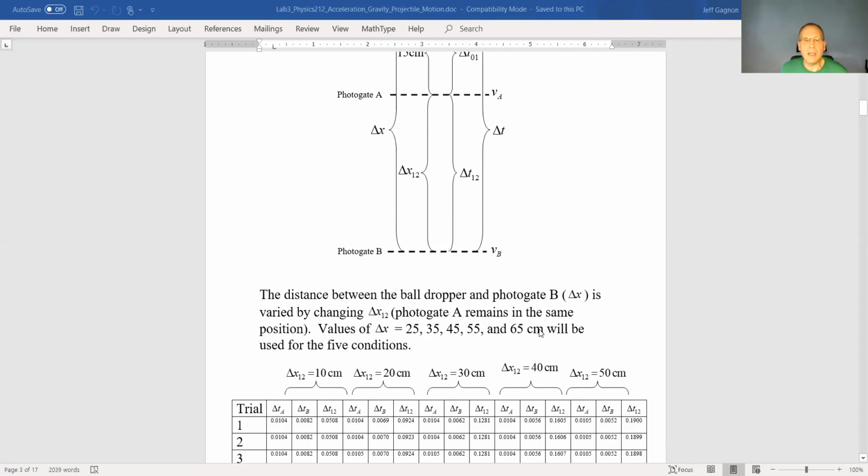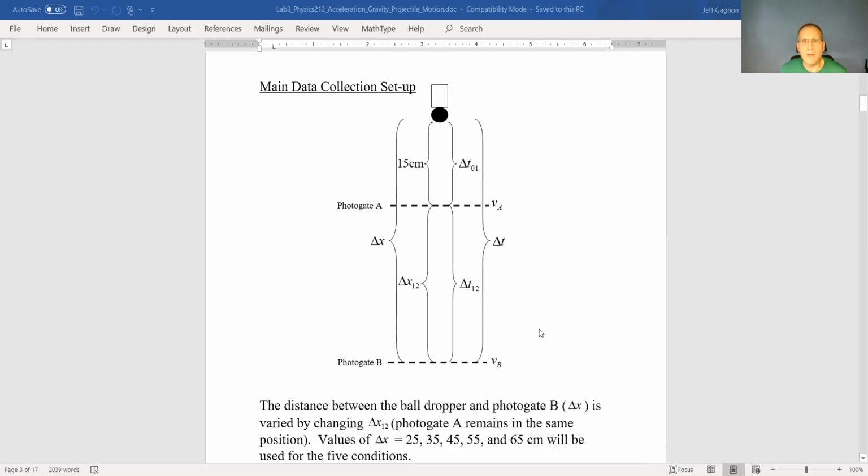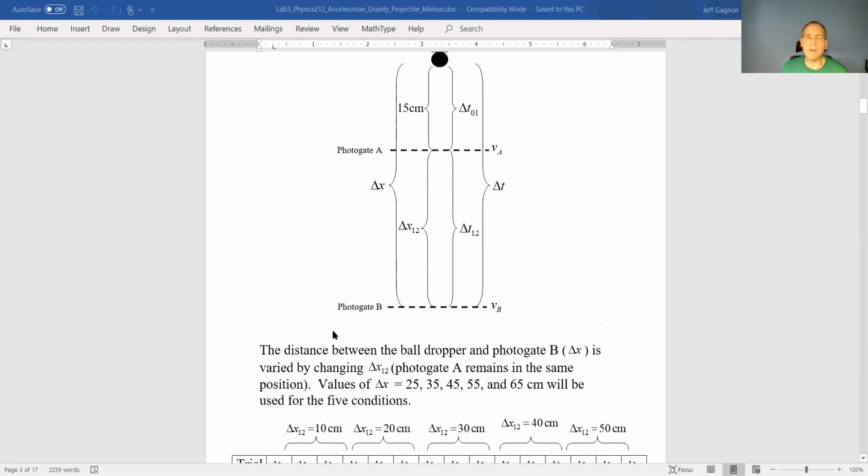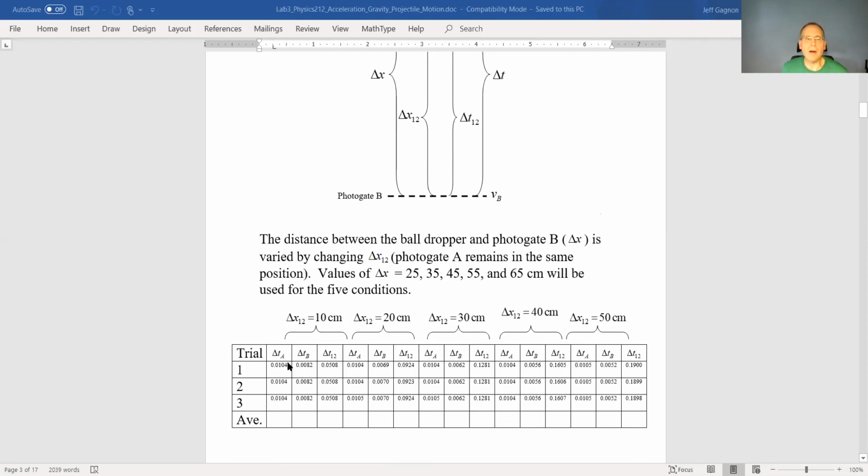So what I did in terms of the data, again, you can watch that video to see how I collected this data, was I found 3 different values. I found the time that it took, I'll start with this one, delta T12. That's the time it took to go, I do the ball drop, and it's giving me the time it takes to go from the first photogate to the second photogate, right? So that's delta T12. I also found delta TA and delta TB.